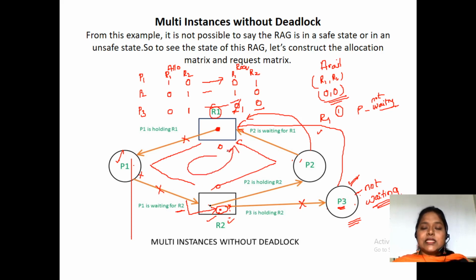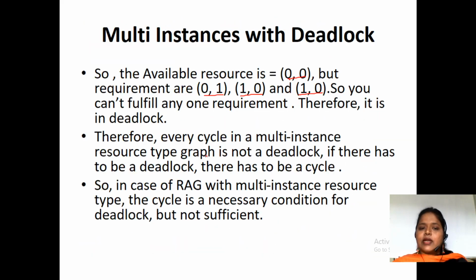But the thing is, here we are not going to get the deadlock. That is what it is saying. Therefore every cycle in a multi-instance graph is not a deadlock. We can't say with clarity that every cycle is going to be a deadlock. If there is a cycle in multi-instance, then only can we consider whether it is a deadlock. So in case of RAG with multi-instance resource types, a cycle is a necessary condition for deadlock but not sufficient. Cycle should be there, then only we can say that it is a deadlock, but still every cycle is not a deadlock.